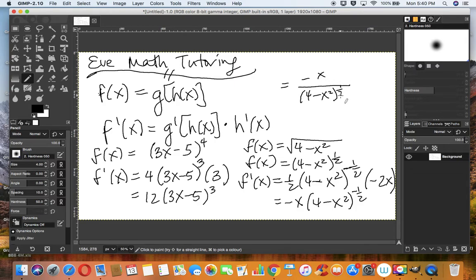If I bring it to the bottom of the fraction, the exponent becomes positive, and then I could write it as the square root of 4 minus x squared. So this would be the final answer.